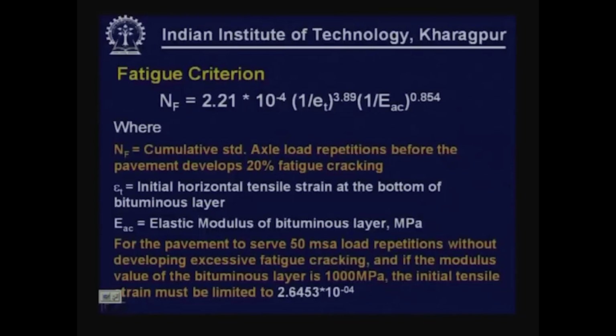explains the fatigue behavior. But another parameter is also added, which is the modulus value of the bituminous layer that we are going to use, because for different climatic conditions, if the pavement temperature is different, the modulus value will be different. Accordingly, the pavement performance is also going to be different. To account for that, the modulus value of bituminous layer is also brought into the equation. So, basically, to estimate how many repetitions a given pavement can serve satisfactorily, we have to calculate what will be the epsilon t, and we should also know what is the modulus value of bituminous layer for a given condition.